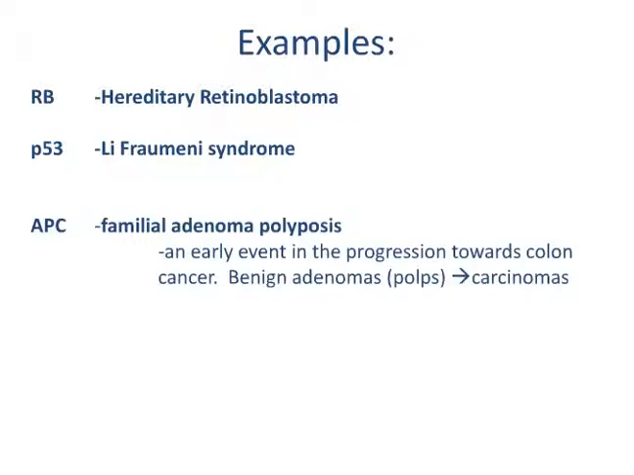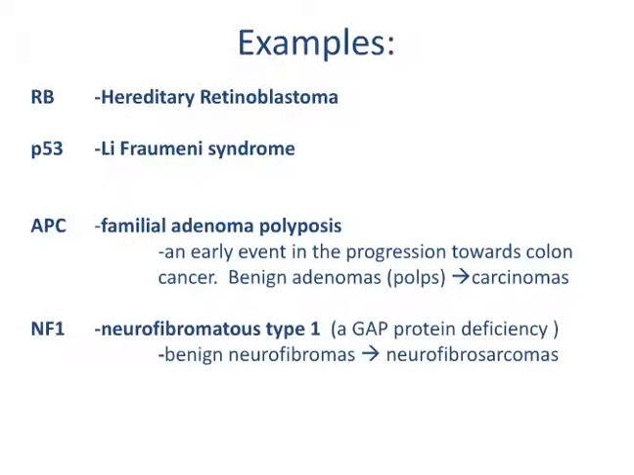Individuals who inherit a defective allele of the APC gene, or the adenomatous polyposis coli gene, have a very high probability of developing familial adenomatous polyposis. They will develop hundreds of polyps in their colon by their 20s, some of which will go on to become malignant transformations. A great majority of non-inherited or non-familial colorectal cancers also show loss-of-function mutations in the APC gene.